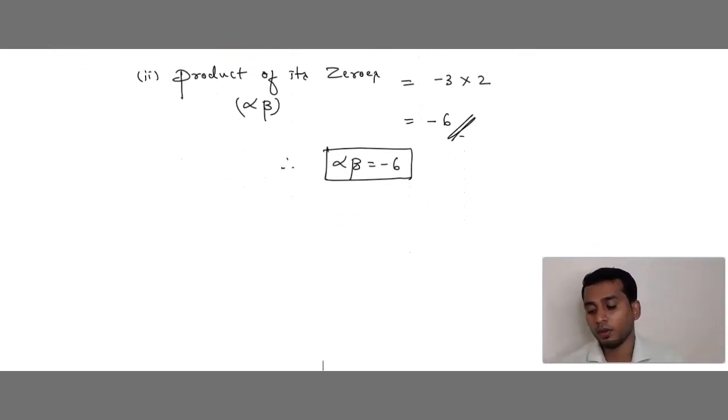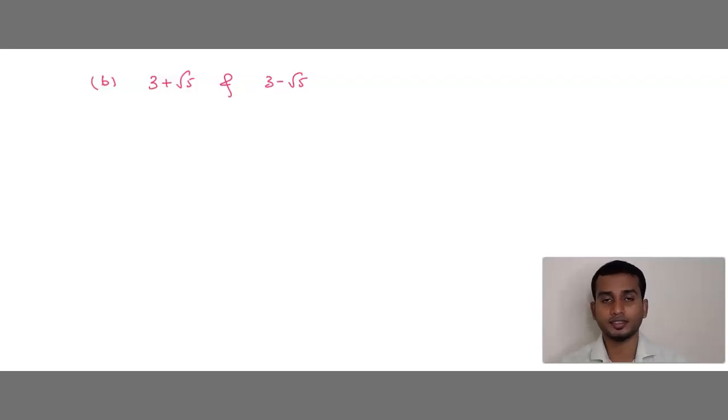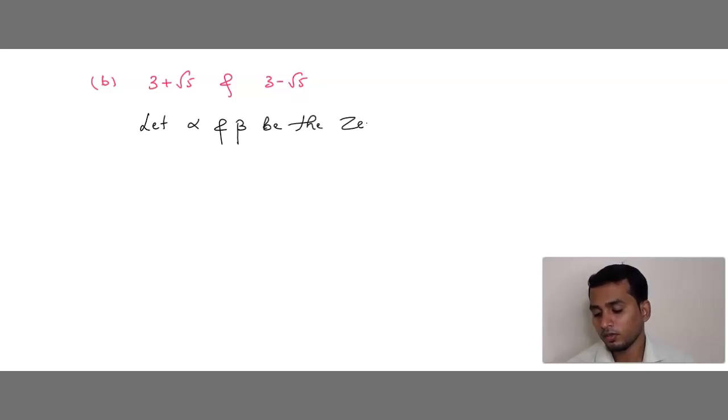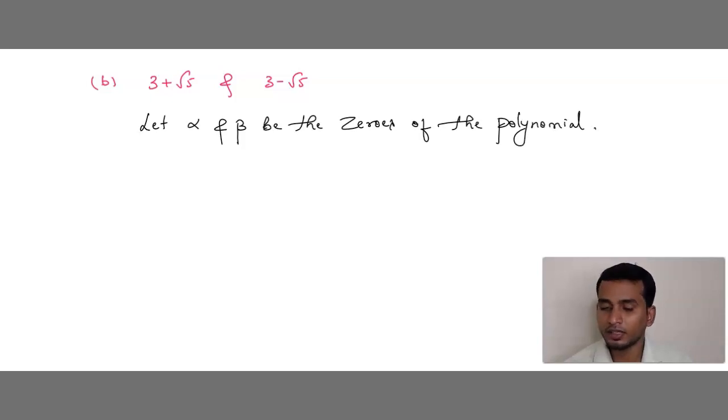Let me solve one more problem. Okay, that is option B. Same question: find the sum of its zeros and product of its zeros. 3 plus root 5 and 3 minus root 5. Suppose the question is like this, 3 plus root 5 and 3 minus root 5. So again what should we do? We have to write: let alpha and beta be the zeros of the polynomial.